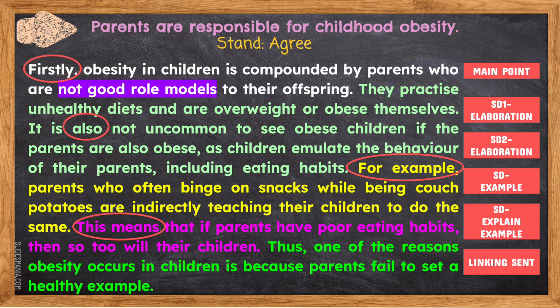And then you want to explain. You say, okay, this means. So, you are saying that. Why am I giving you an example? I'm showing that, okay, when parents have poor eating habits, children will have it too. Alright, and finally, the word thus. Okay, sum up everything. Okay, clear? Right? Okay, so that is how you write a complete paragraph.